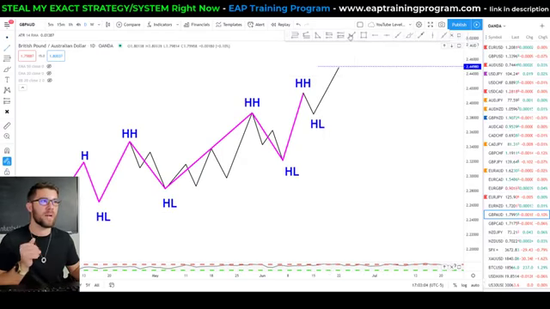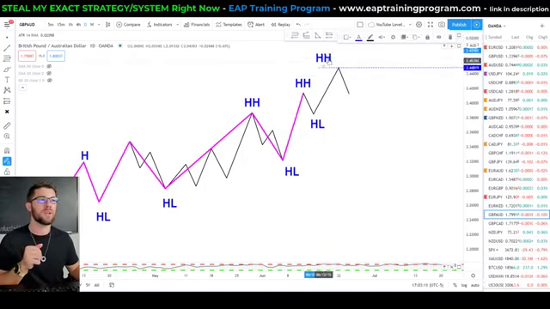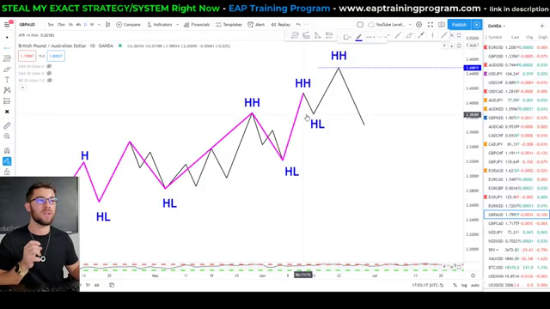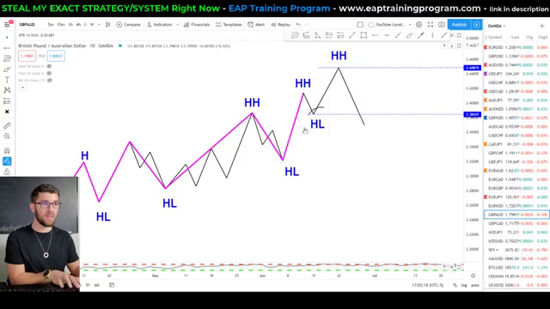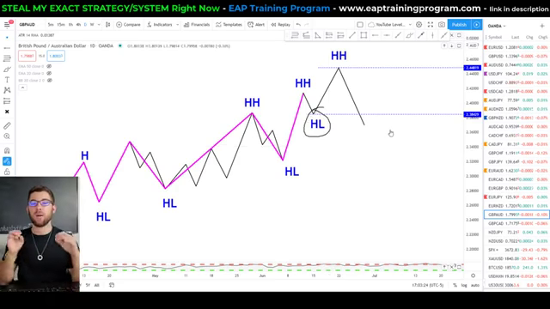Whenever we start to make a pullback, let's go ahead and do that. Starting to make a pullback. Okay, we have our new higher high here. We'll pull it from this one. So we have our new higher high. What if price comes down and breaks through our previous higher low right here? Well, if price comes down and breaks through that level, it is indicating a possible reversal.